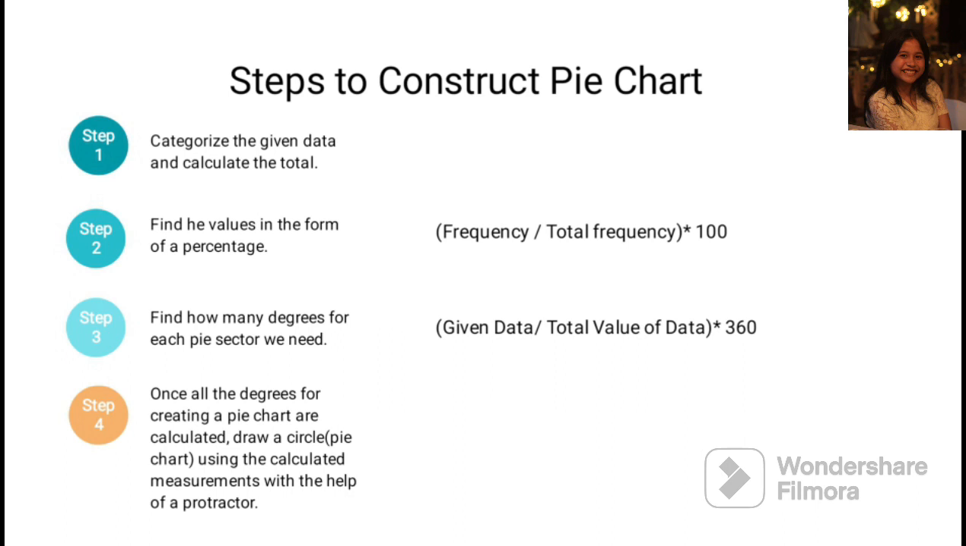Step 4. Once all the degrees for creating a pie chart are calculated, draw a circle or pie chart using the calculated measurements with the help of a protractor. In making a pie chart manually, protractor is essential good para accurate imong angle measurements inigbahin-bahin sa pagdraw or pagmake sa pie chart. If magamit ka MS Word or Excel, you just simply put the given data or values para makita dayon ang percentage, then automatically mabahin na dayon each pie sector.